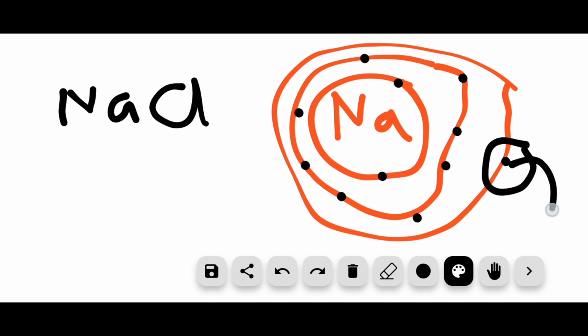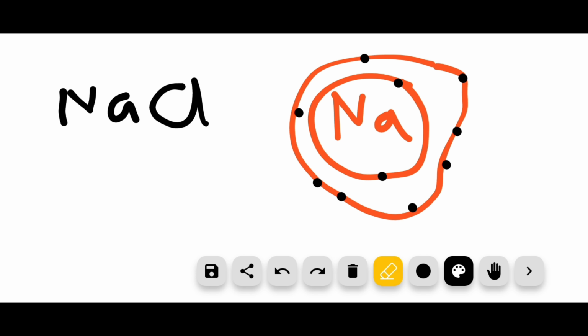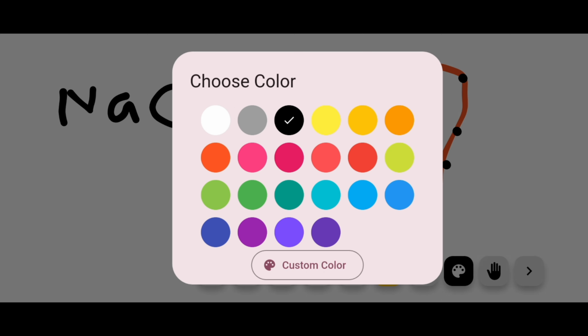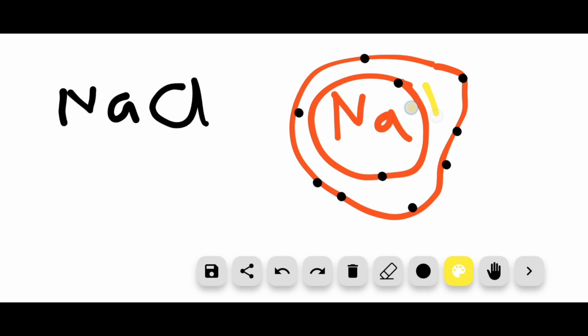So now if this electron is given out by the sodium, it will convert the sodium into sodium plus, and the outermost electron gets removed, so the shell also disappears. So now the sodium is Na plus. We got a plus charge on the sodium.